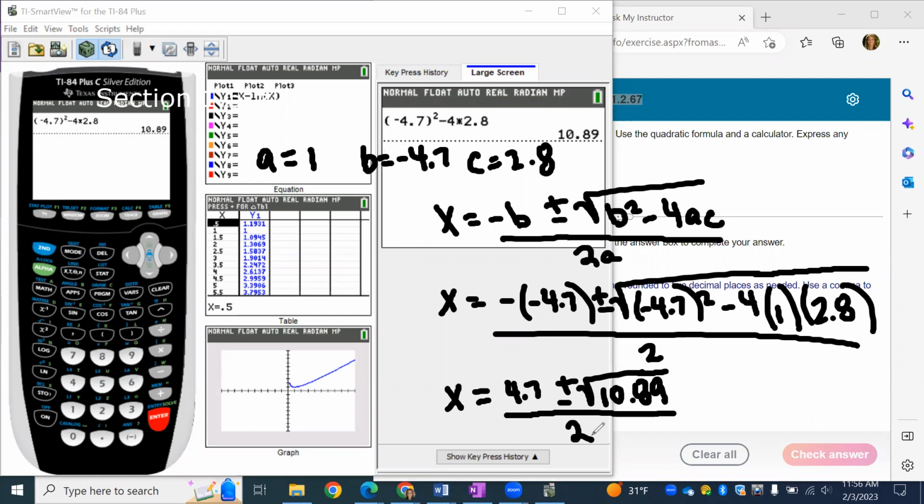Okay, so then what do we do from here? Again, this is a little bit different than some of the problems where we maybe would be asked to simplify the radicals, make sure there's not a perfect square factor that we could divide out. We have 10.89, so that's not going to happen. What I would recommend from here is to type into our calculator two different options. We're going to calculate what 4.7 plus the square root of 10.89 is, and then I will divide it by 2. And I will also find out what 4.7 minus the square root of 10.89 is, also divided by 2.